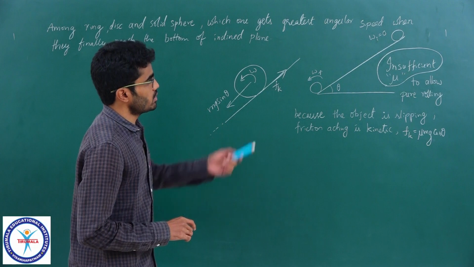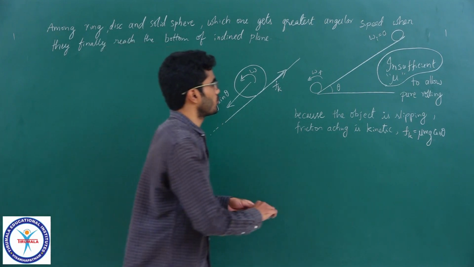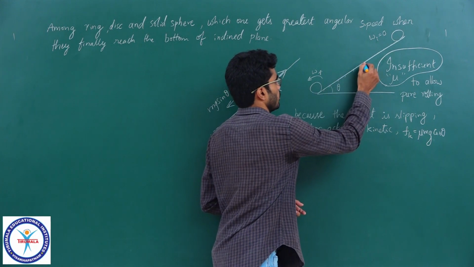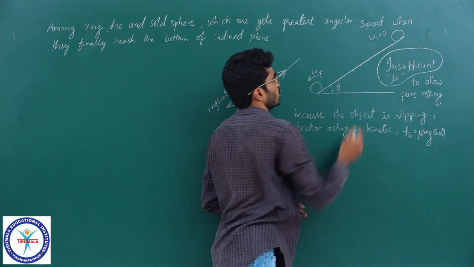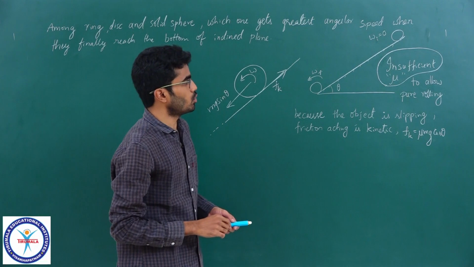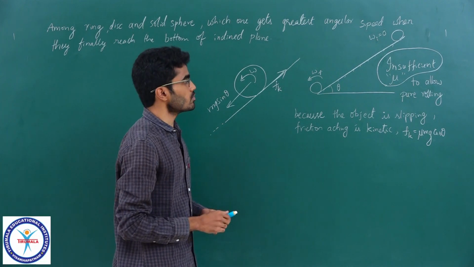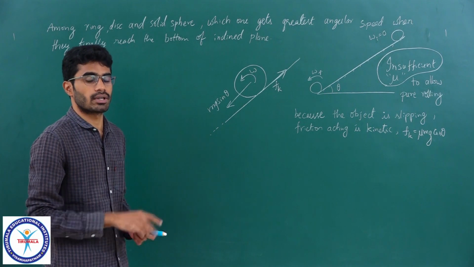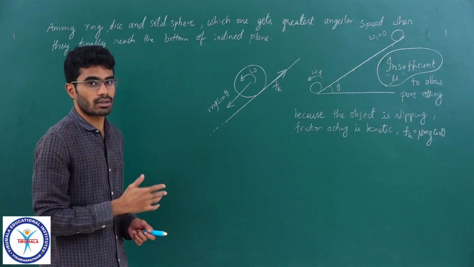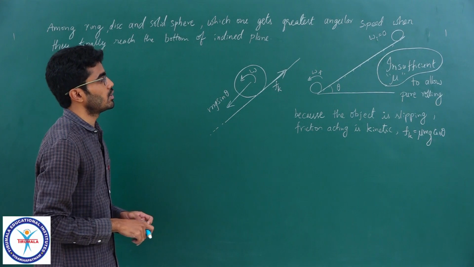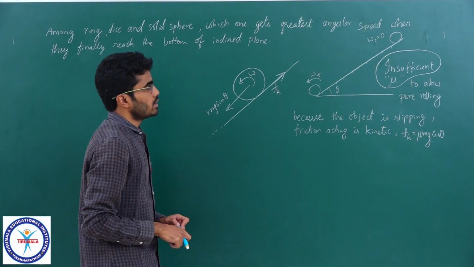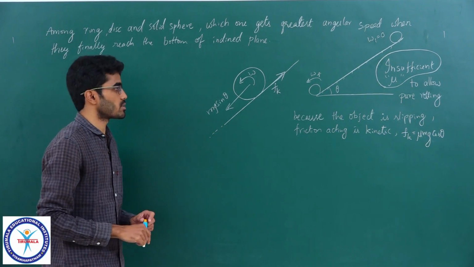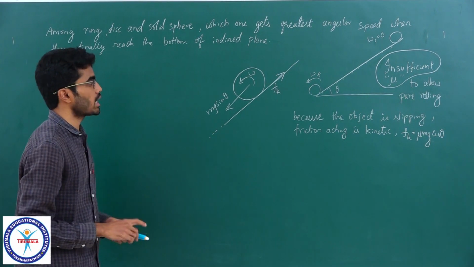One important case here is the inclined plane is rough, but the friction is not sufficient to allow pure rolling. So it will never attain pure rolling in this case. It will always be sliding and slipping as well. In this case, we have to calculate the final angular speed and compare the angular speeds. So let us solve this problem using angular impulse.